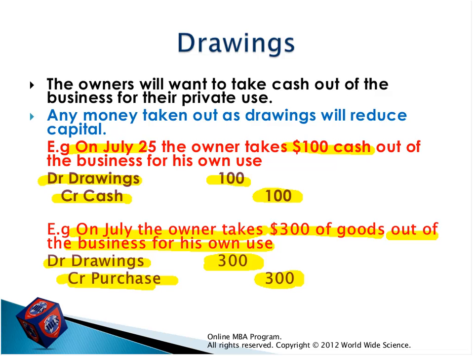So you have to remember one thing: if the owner takes money or goods from his own business, it's called drawings. And as drawings, it is seen as company expenses. And as expenses, it will be increased on the debit side and decreased on the credit side, if it's taken by cash or by whatever we have in goods or stock or other things.